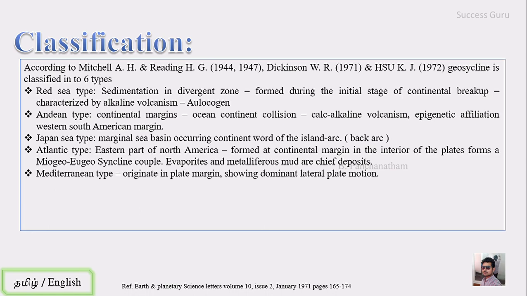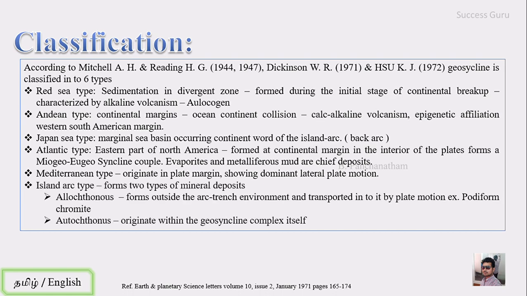The next one is the Mediterranean type, which originated in the plate margin, showing a dominant lateral plate motion. You discussed transform faults, right? So these are some of the examples for that. The last one is the island arc type, which has been classified into two, the allochthonous and autochthonous. Allochthonous are formed outside the trench environment and transported into the deposit, for example podiform chromite. And the second one is the autochthonous, that is formed within the geosyncline complex itself.